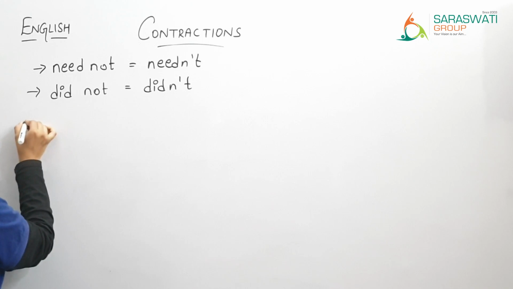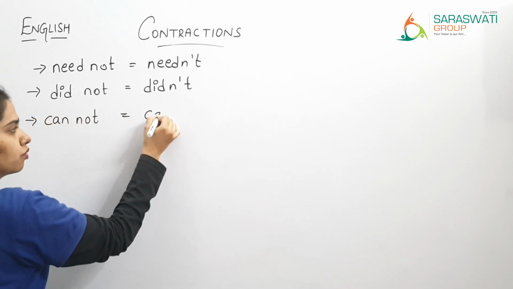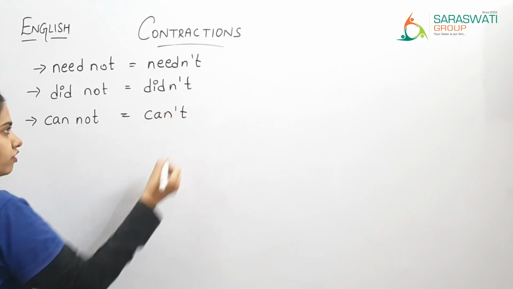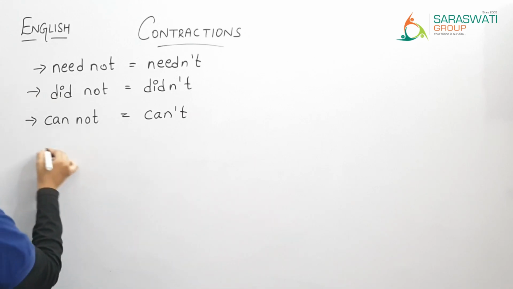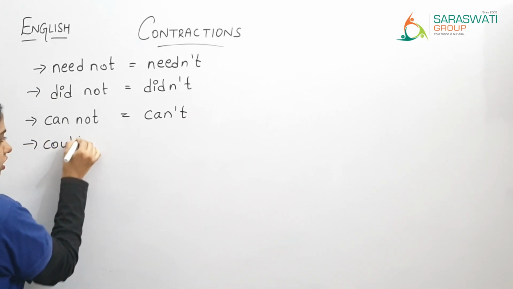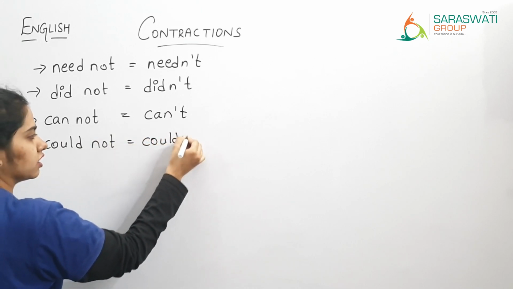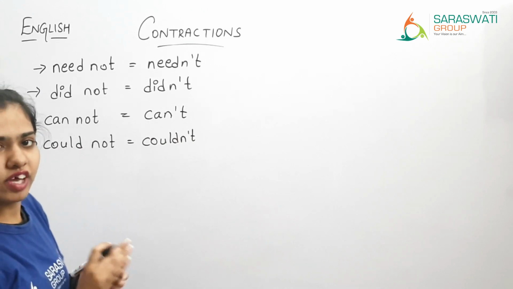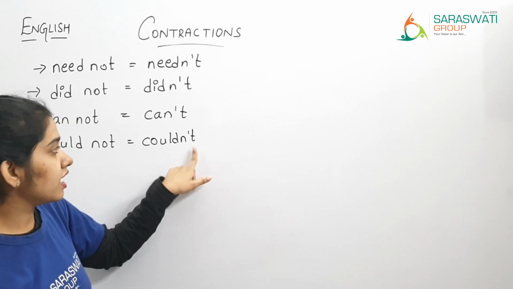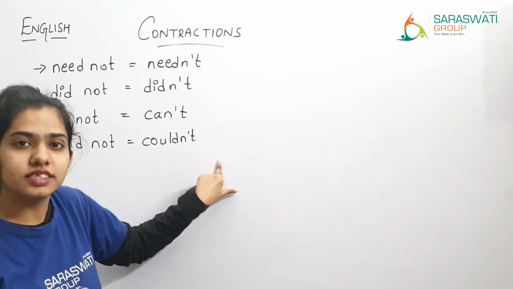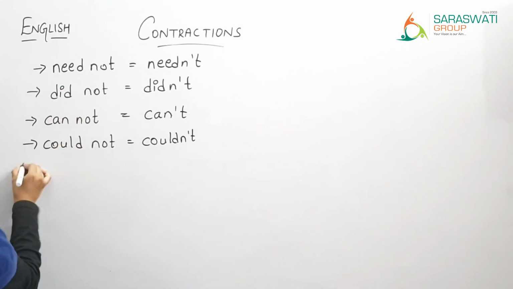Then cannot: can not. So can apostrophe t, can't. Could not: so couldn't. So whenever there is not, I hope you have understood, an apostrophe t you are supposed to use. Now let us see another one.